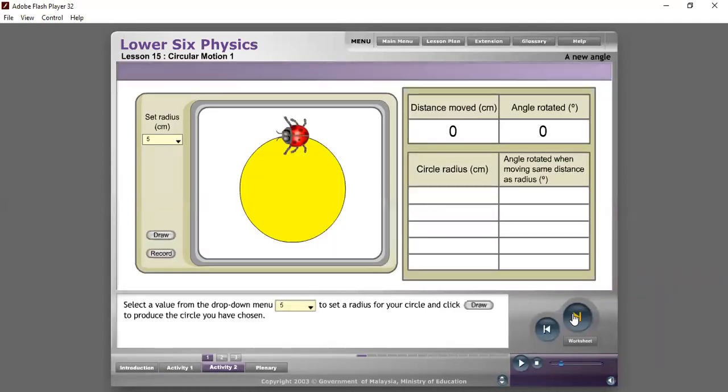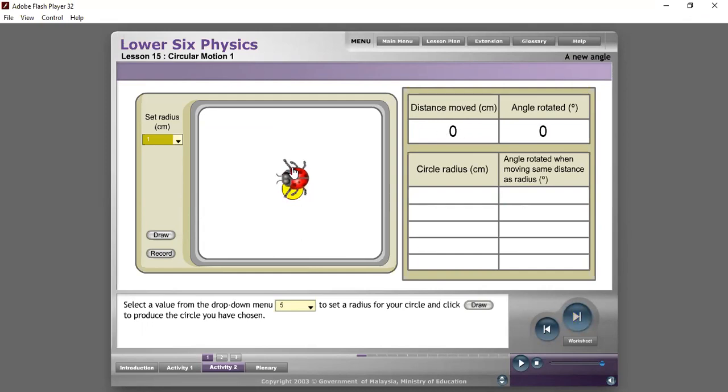Select a value from the drop-down menu to set a radius for your circle and click Draw to produce the circle you have chosen. So here I can choose, let's say, 1, up to 5. Let's say I start with 1. Once it's moving, you see the red color, 1 turn. Let's say the distance moved is 6.21. 1 turn is equal to how much?